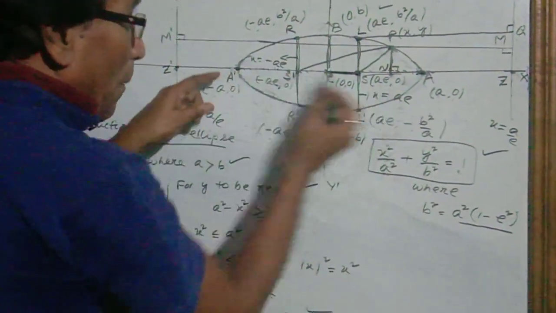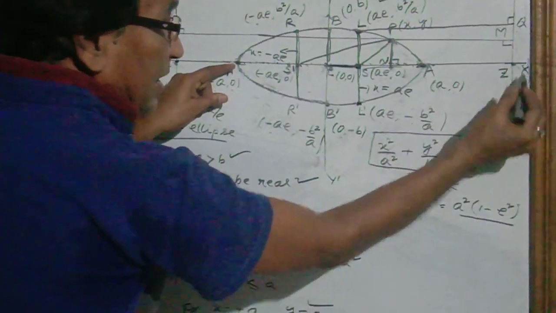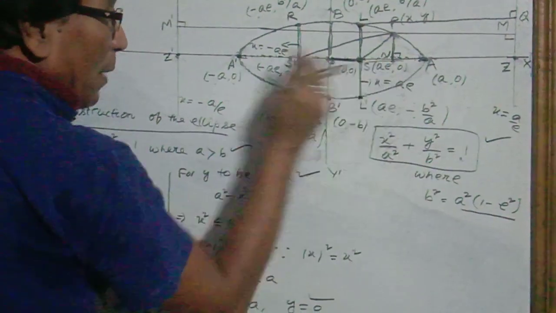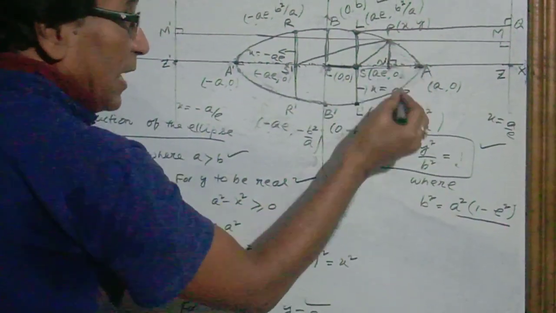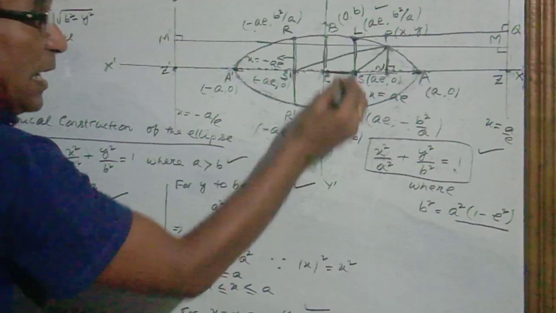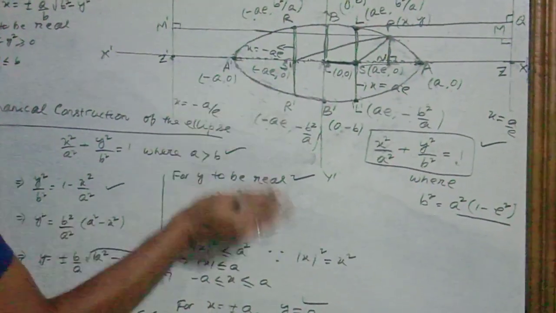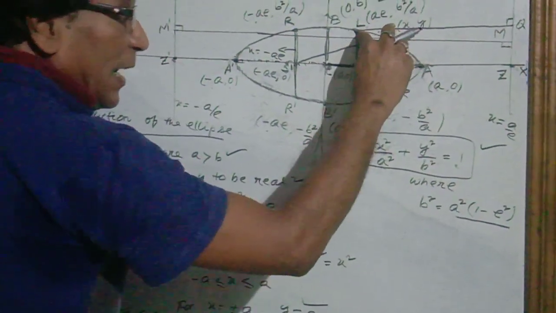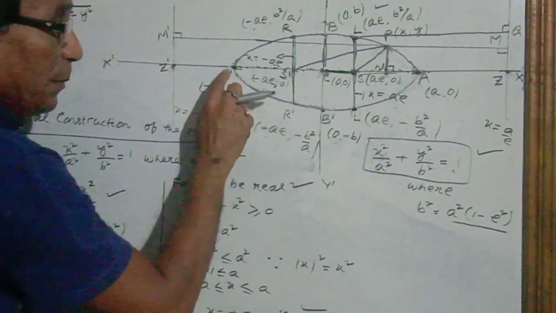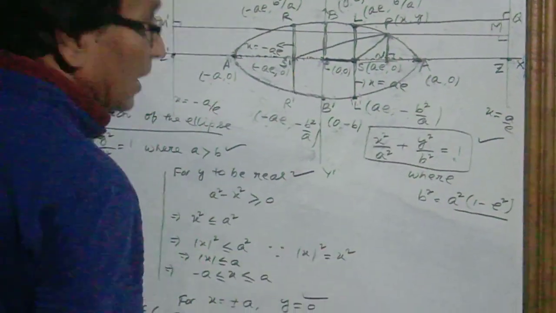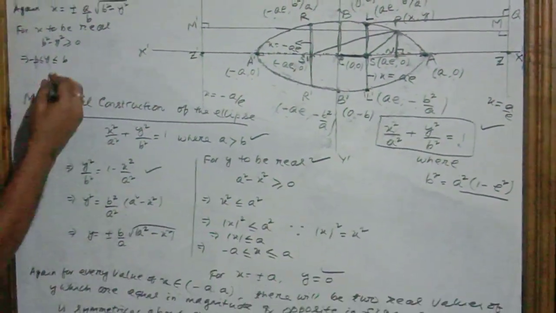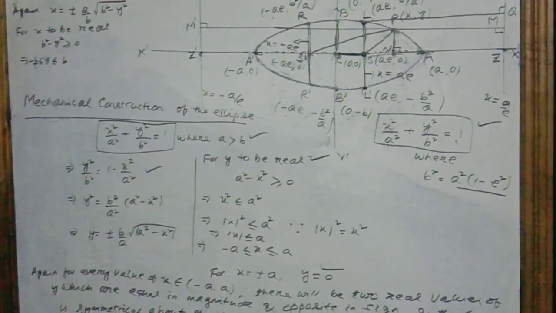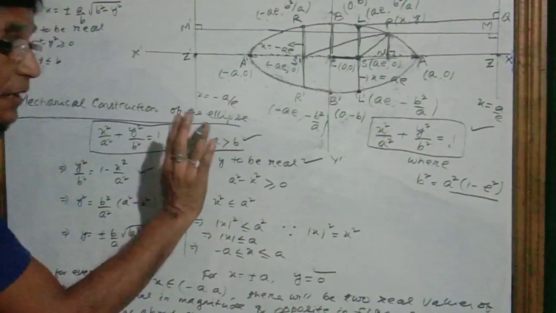That means this curve must be symmetrical about the x-axis. Why? Because for every value of x lying in between −a and +a, there will always be two values of y which are equal in magnitude and opposite in sign. That's why I have told you that LL' is twice of LS. So this is the mechanical construction of the curve x²/a² + y²/b² = 1, where a is greater than b.